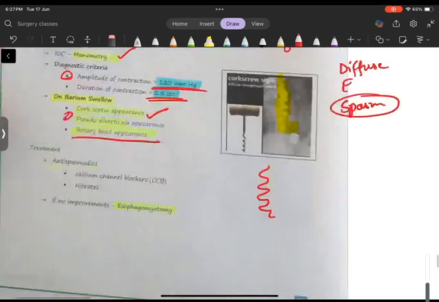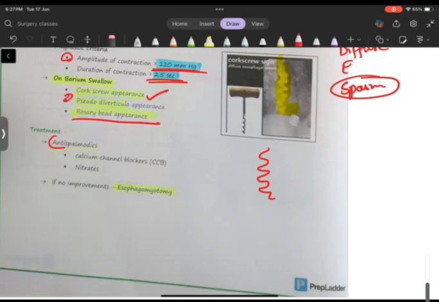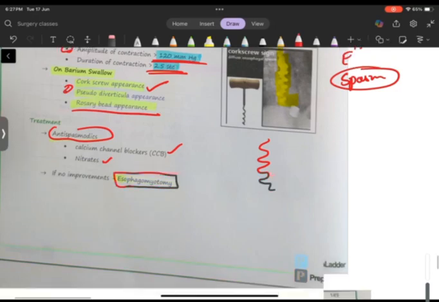Okay, what is the treatment now? Antispasmodics should be given, calcium channel blockers and nitrates. Basically in achalasia cardia we were doing the same. That was a temporary measure. Permanent treatment was Heller's cardiomyotomy. Here we should give antispasmodics. If there is no improvement, then we will have to go for esophagomyotomy. Wherever there is spasm, all of that has to be relieved.